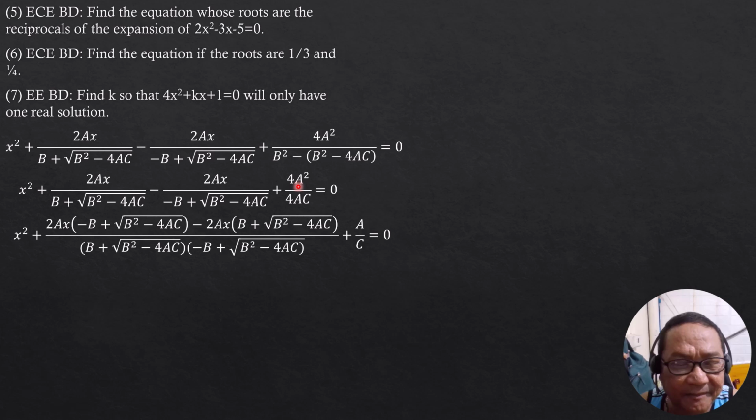Then 4a squared over 4ac is a over c equals 0. Simplifying further, negative 2axb, we also have negative 2axb. We have 2ax square root of b squared minus 4ac and negative 2ax square root of b squared minus 4ac. So the radical part would be eliminated. We combine negative 2axb, negative 2axb into negative 4abx.